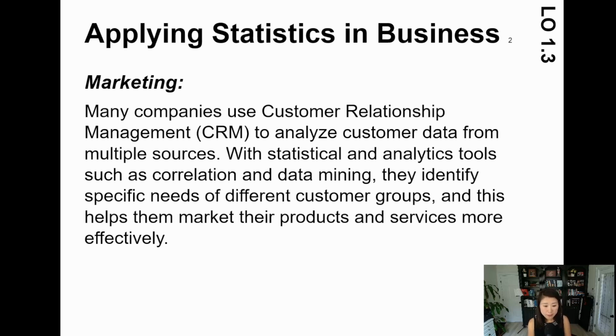They identify specific needs of the different customer groups, and this helps them market their products and services more efficiently. Here is a very close example. I don't know how many of you shop at Wegmans or Giant Eagle. Usually, like Wegmans, they ask you, hey, put in your cell phone number, or scan your Advantage card at Giant Eagle. Your cell phone number is connected with you as the customer. So why are they doing that? Because understanding what you like and what you don't like will help those grocery stores send you the right coupon and help them make more money.